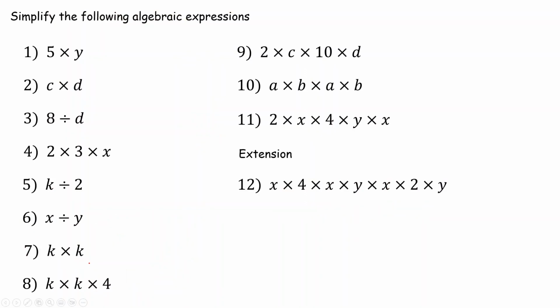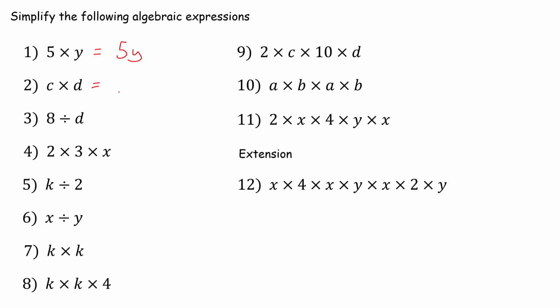Okay, so now, I've got 12 questions here. If you want to, you can pause the video and give those a go yourself. You can simplify these expressions. If you get stuck, you can work through it with me, and then you can mark your work. Okay, so question 1. Simplify 5 times y. We can simply write this. You're timesing it, you just group it together to give you 5y. That's it. Question 2, c times d.